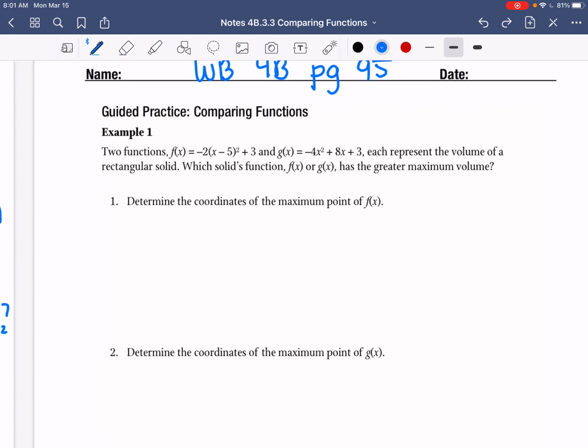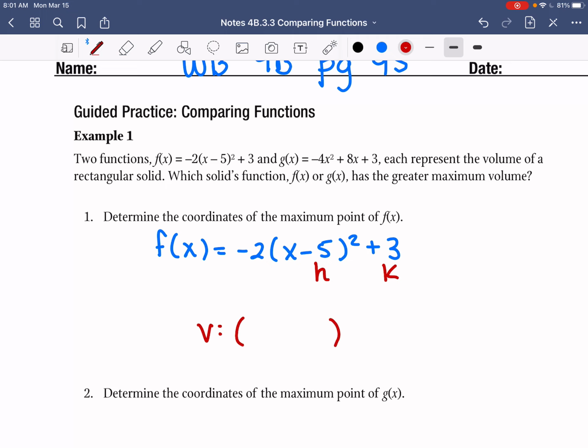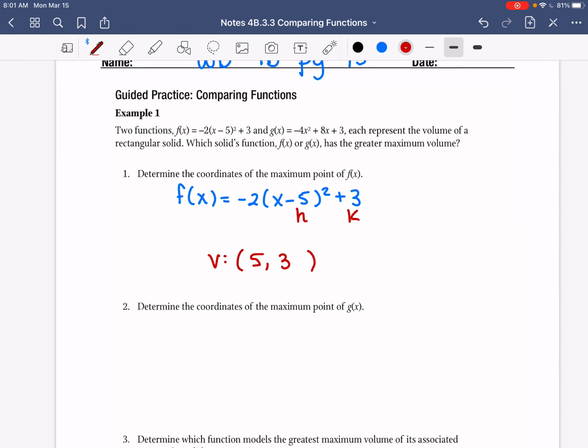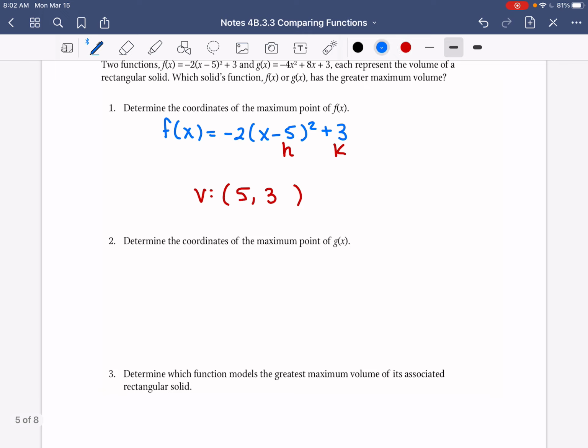All right, so the first one says determine the coordinates of the maximum point for f of x. So f of x is negative 2(x - 5)^2 + 3. So again, it's a quadratic. This is in vertex form, where we have our h and our k. So that's all we have to use to find our vertex. Our vertex is h comma k. For h, we have to remember when we take it out of the parentheses to change the sign, so it's positive 5. K gets to keep its sign, so it's just 3. So if it's in vertex form, it's really easy to identify the vertex. That's why it's called vertex form.